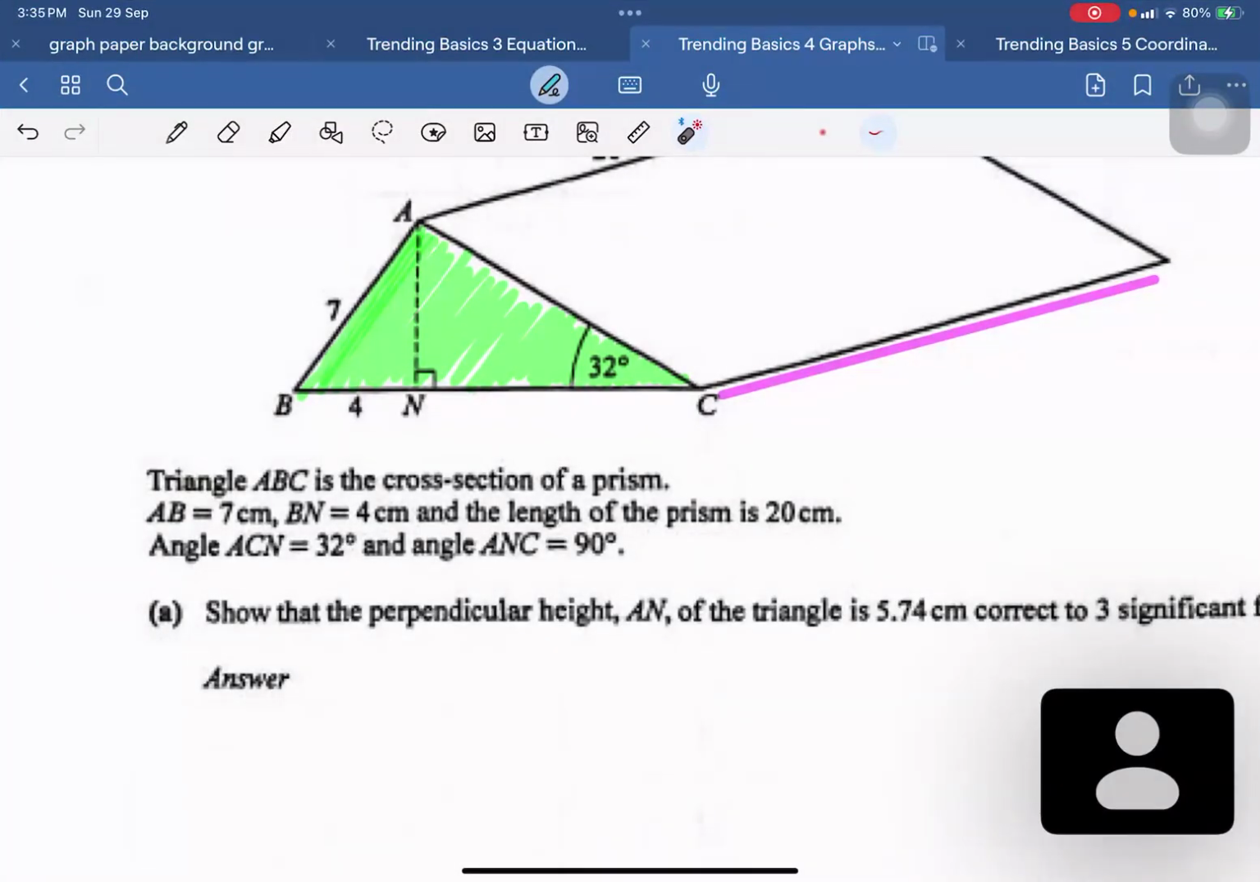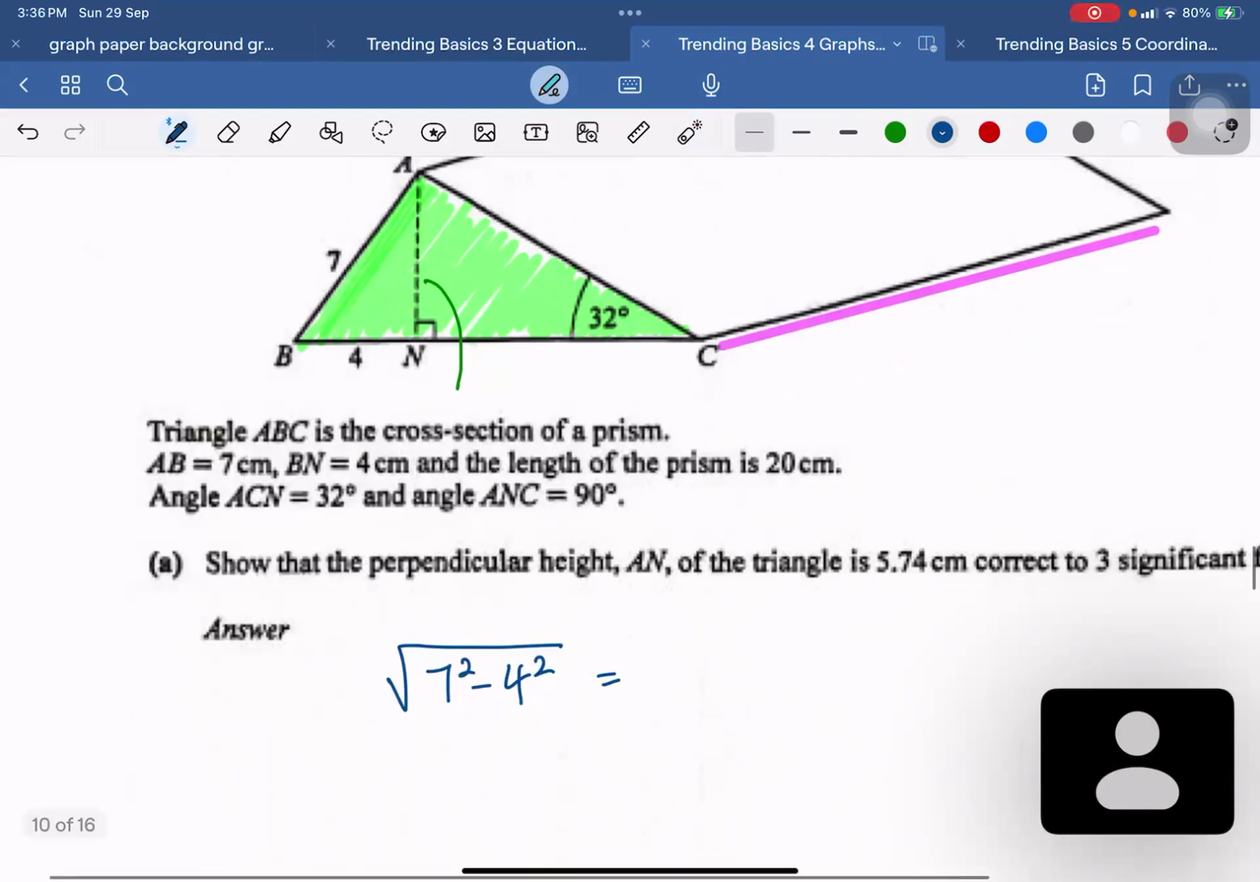Okay, so in this case, I have these two sides. Here only got one, but no other measurement. So I find this. So AN is equals to Pythagoras theorem, the shorter side. Square root of 7 squared minus 4 squared. Anyone give me what is this number?